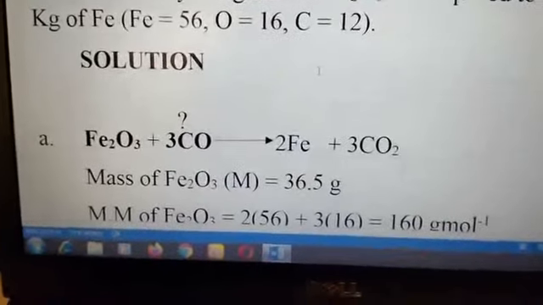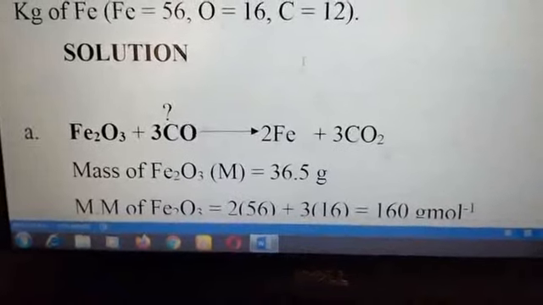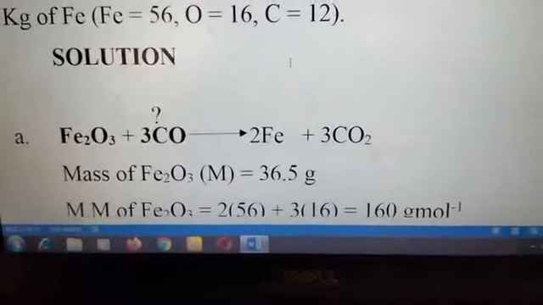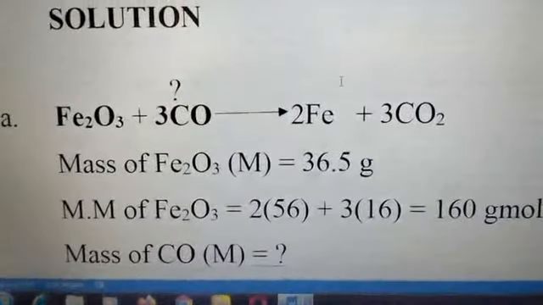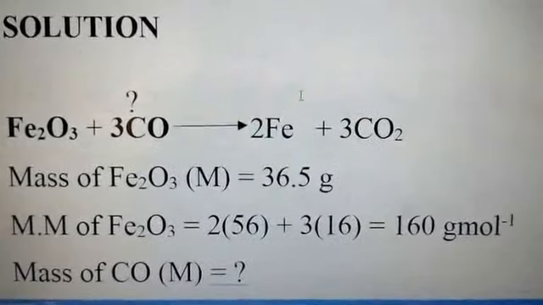Solution. So how do we solve this problem? The balanced equation is given to us. The mass of iron oxide in the first question was given to us as 36.5 grams.